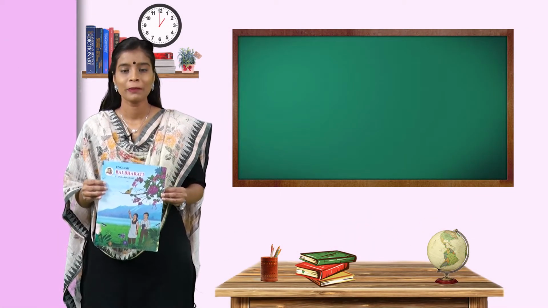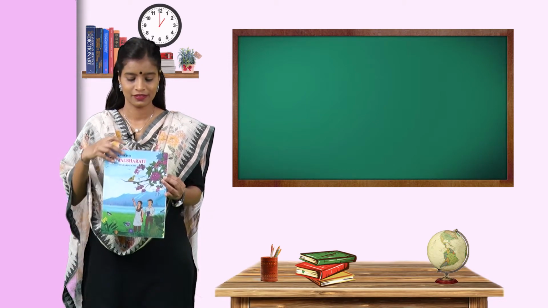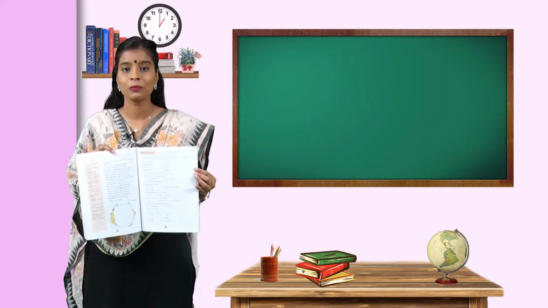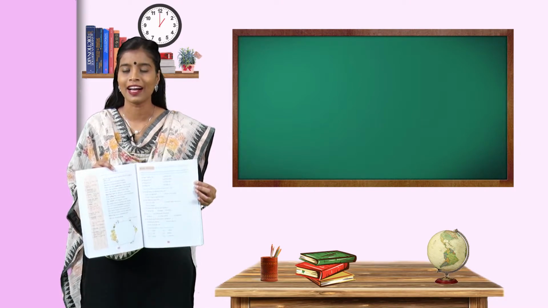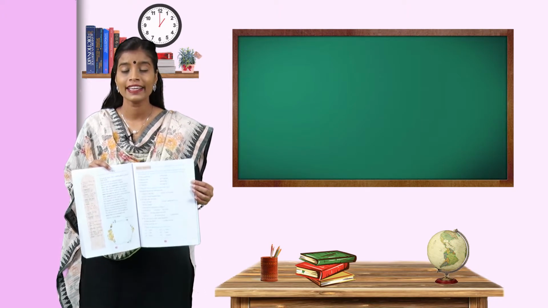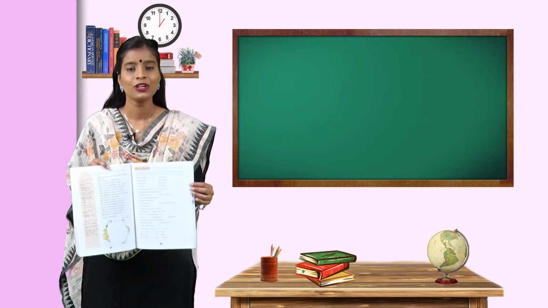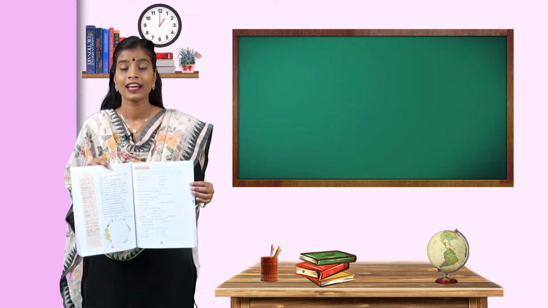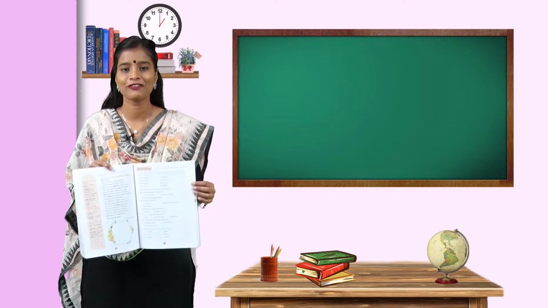Please open page number 88 of your textbook. The name of the poem is The Bees and it's written by William Shakespeare. Now I will be reading the poem and I request you to point at the words as I read them. And if you don't have a textbook, listen to me carefully.